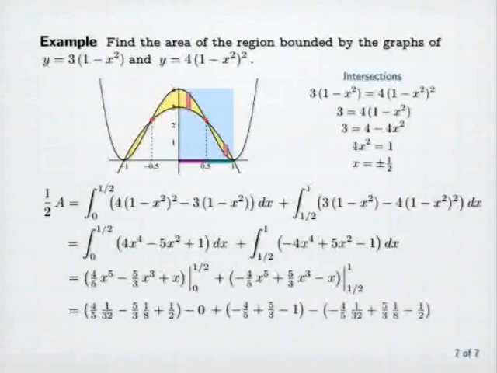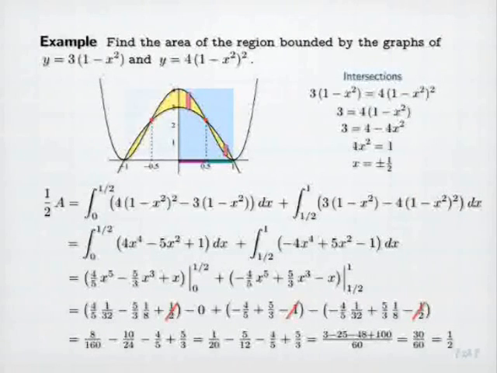do all this arithmetic, and we get exactly 1/2. Now remember, that's just 1/2 of the area, so we'll multiply by 2 to get an area of exactly 1.